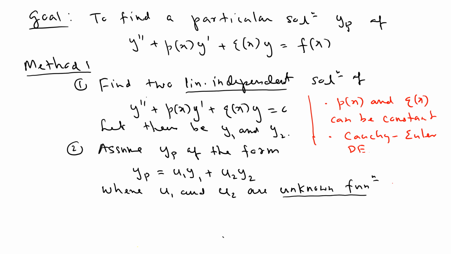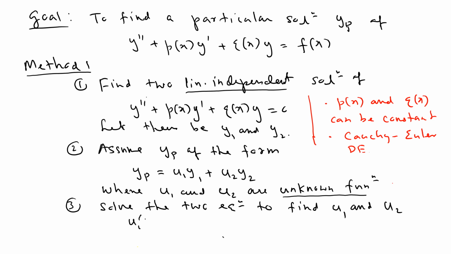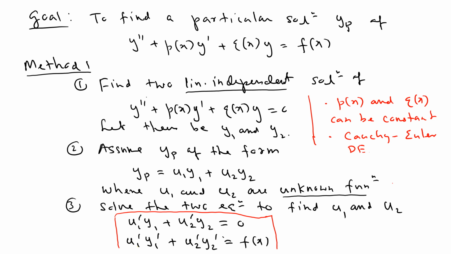In the next step, we're going to solve the two equations to find u1 and u2. What are the two equations? One is u1 prime y1 plus u2 prime y2 equals 0. That's the first equation. The other equation is u1 prime y1 prime plus u2 prime y2 prime equals f(x). So we're going to solve those two equations to find u1 and u2. And that's the form of the solution.